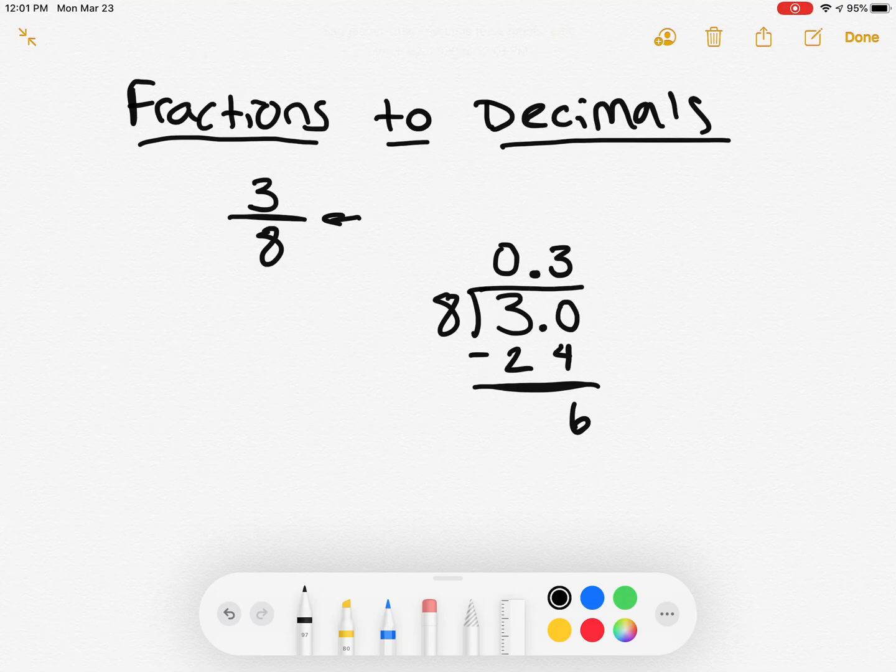So since I still have a number down here, I don't want to just put that as a remainder because we're in 6th grade and we know how to deal with decimals. So I'm going to put another 0, annex another 0, and bring that down.